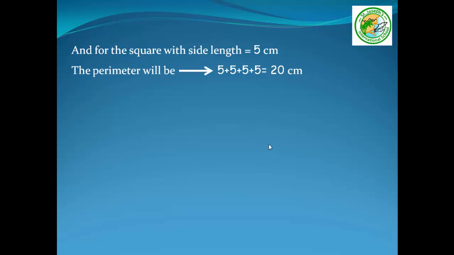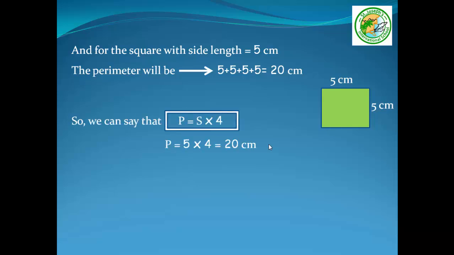This is repeated addition. Repeated addition, we can replace it by multiplication. That means the side times 4. So the rule will be perimeter equals side length times 4. 5 times 4 equals 20 centimeters.